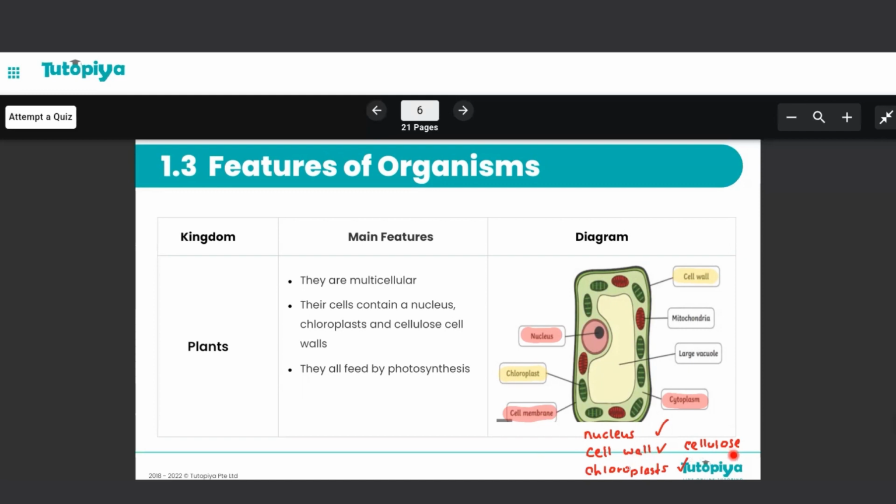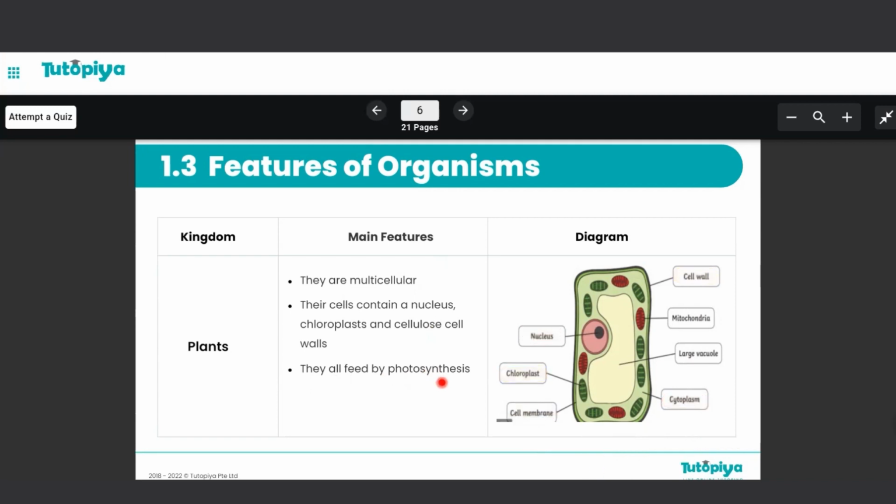Now, earlier when I was talking about chloroplasts, I mentioned that the function of chloroplasts is to help an organism photosynthesize and produce its own food. So the fact that plant cells do have chloroplasts indicates that plants are able to carry out photosynthesis, and so they feed by photosynthesis. So these are the main features of the plant kingdom.